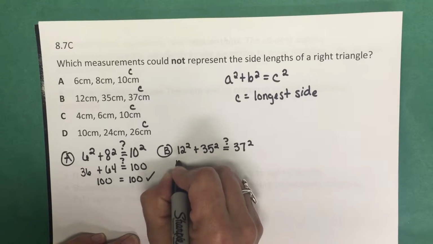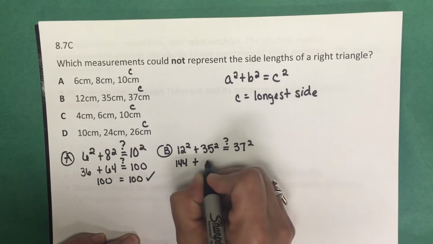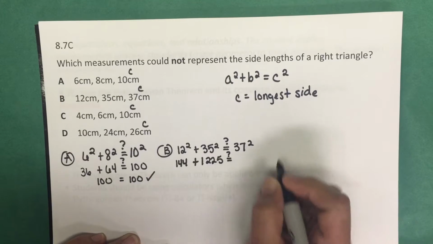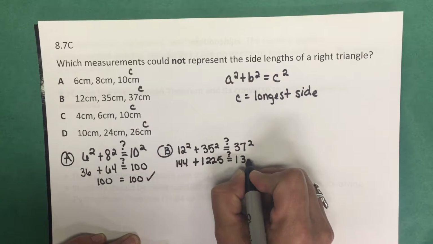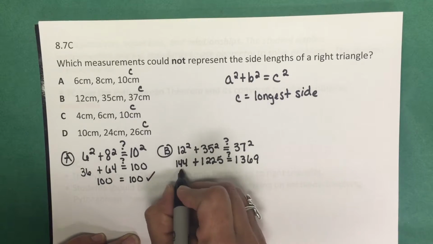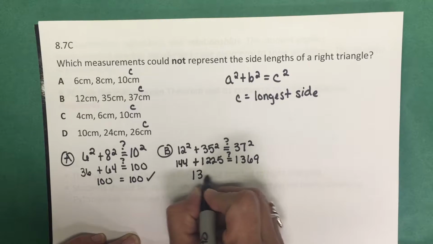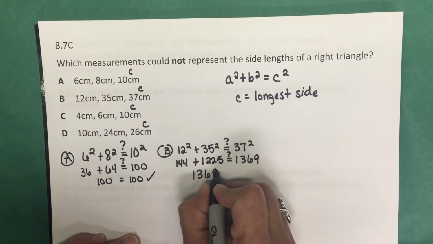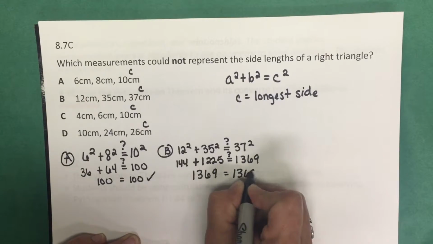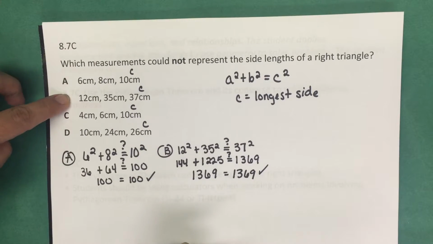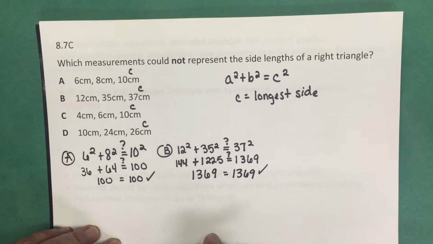So working it out, 12 squared is 144, plus 35 squared is 1,225. Does that equal 37 squared, which is 1,369? We add 144 and 1,225, and it does equal 1,369. So both sides of the equation are the same. So again, this is correct. It works in the Pythagorean theorem, which means we do have a right triangle.